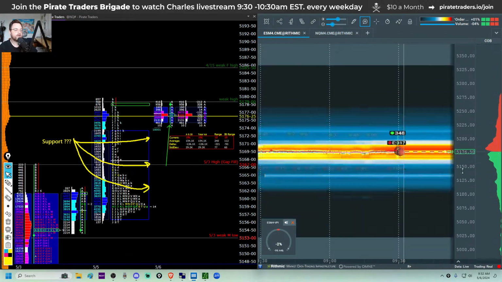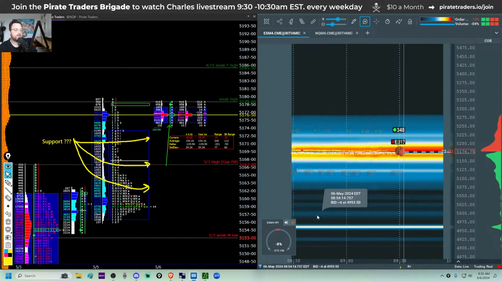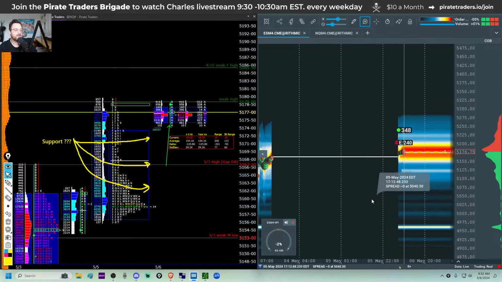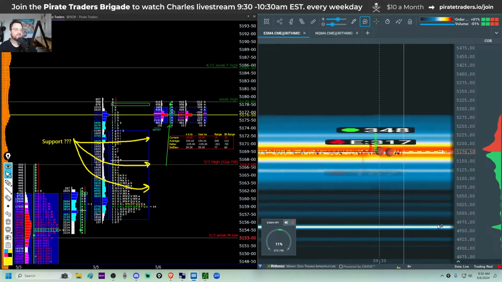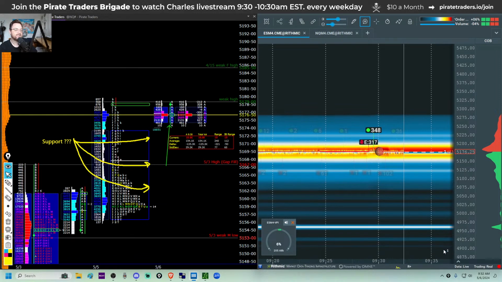Going to zoom out here a little bit on the Bookmap. So we do still have, man, this node of liquidity has been here for a long time, down here around 49.60. That is very interesting to me that that's still there.